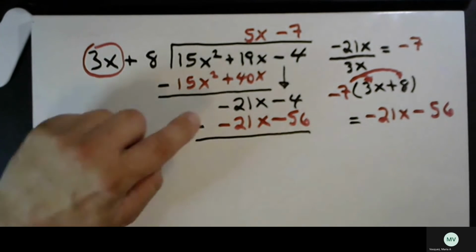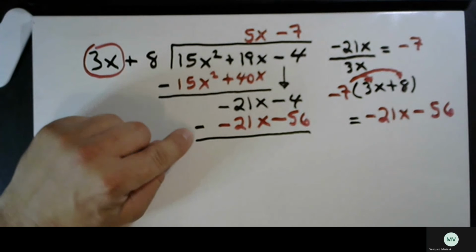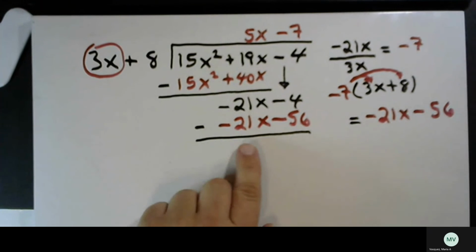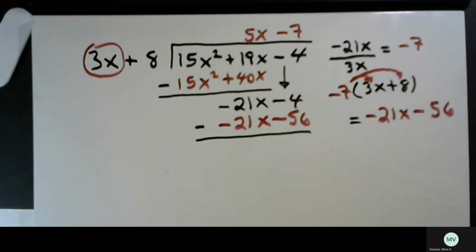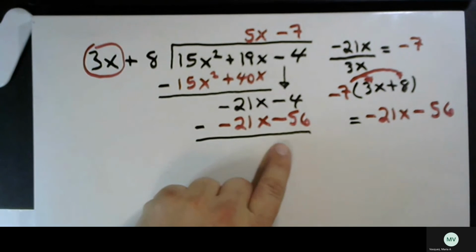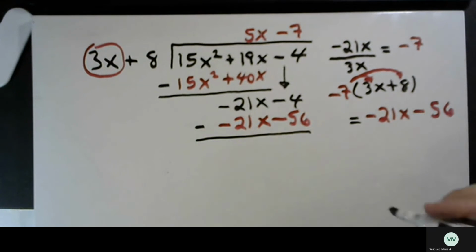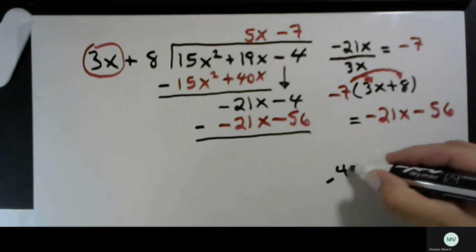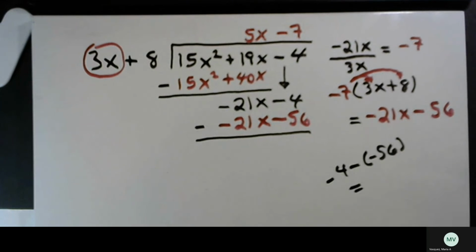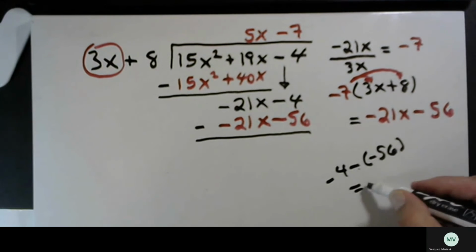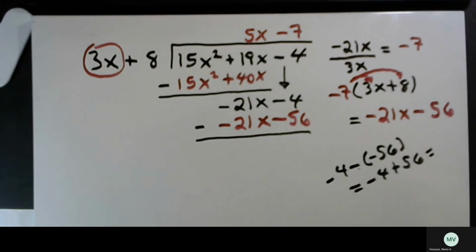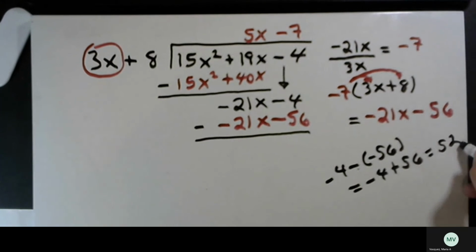Well, once again, negative 21x subtract itself. Anything subtract itself is going to be 0. So we're going to get 0 here. But we want to be careful with this next one. Negative 4 minus a negative 56. Well, got a double negative, so it becomes negative 4 plus 56. That's going to come out to positive 52.